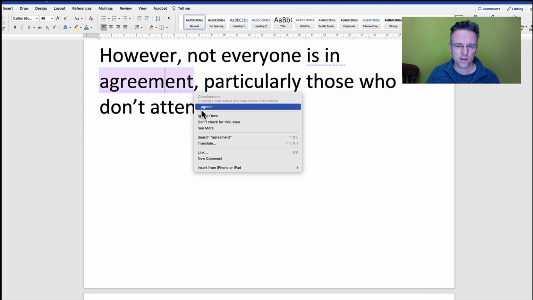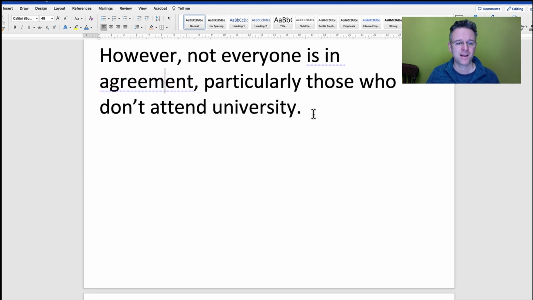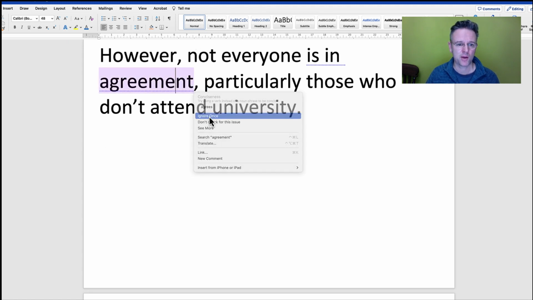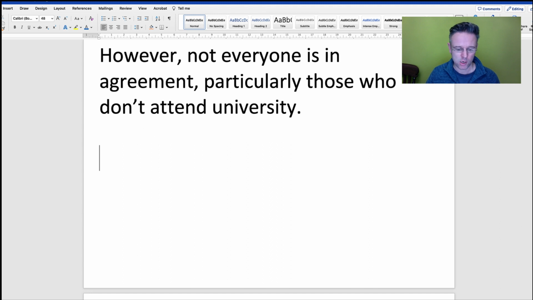Now, the computer is suggesting that I say, "however, not everyone agrees." I'm going to keep "in agreement" as it is more formal and we are writing a formal essay. So we can ignore that. Our second paragraph, I'm going to start with "secondly."